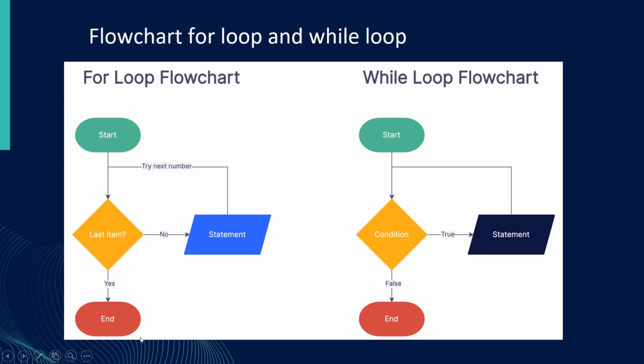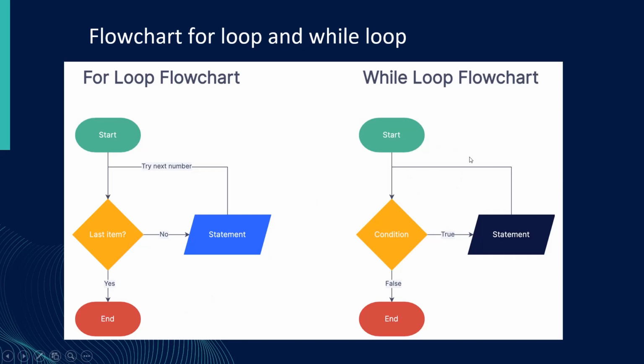Your loop is going to be terminated because 50 is your last number, so there is no further iteration. The last item is reached, so you come out of the loop and your loop is terminated. So this is the working of the for loop, how it works.